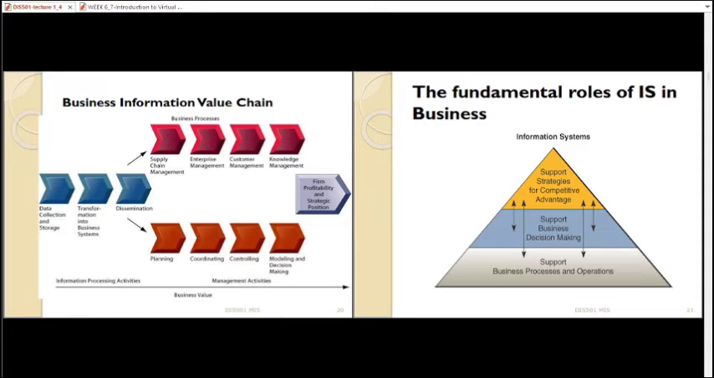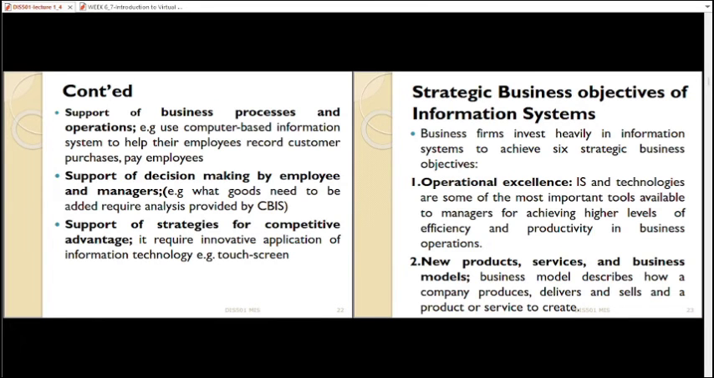Now you can see we have arrows that are pointing from one level to another. That is how the decision flow is moving, and that's how the information that is being processed is moving. You can see that we have support strategies for competitive advantage. That's the strategic level, and you can see arrows are moving to the middle management. They are also moving to the operational level. So they make decisions concerning the entire organization. We talk of support of business processes, such as use of computer systems, IS, and all that.